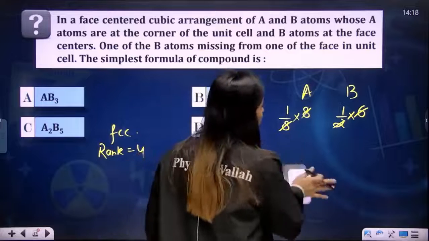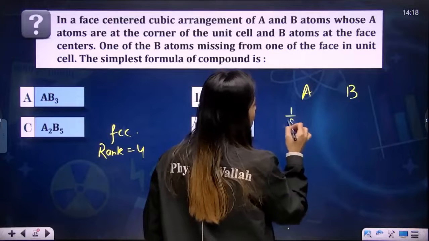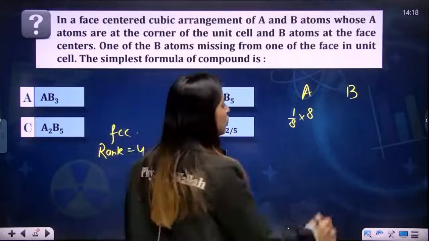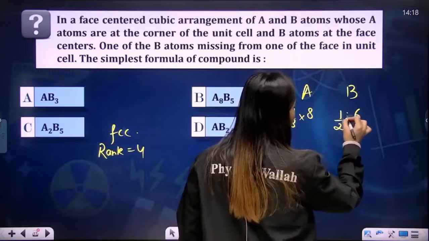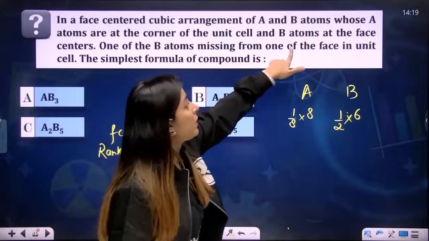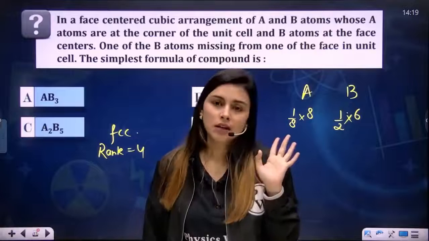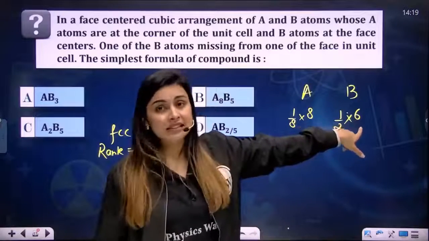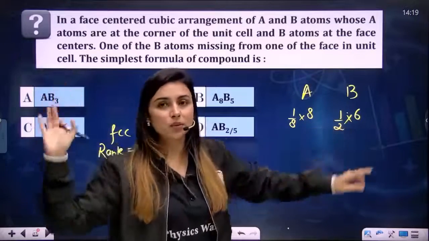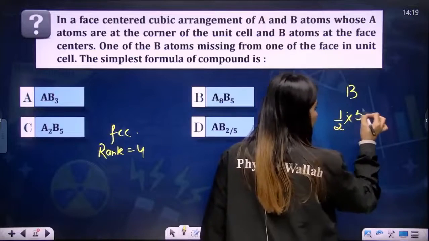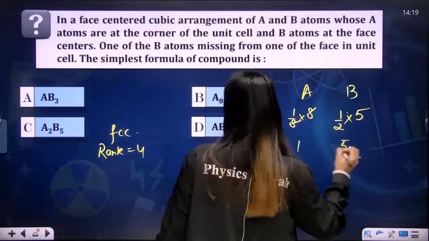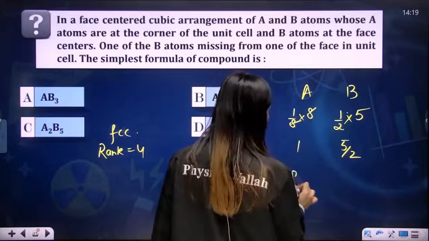See, my dear students, it says that initially you had 8 atoms on the corners. The contribution was 1/8. Okay, and you had 6 faces and the contribution is 1/2. But what actually happened is that one of the B atoms was missing from any one of the faces. Only one of the face atoms was missing. So there were not 6 atoms present on 6 faces. Only 5 atoms were present and one atom from one face was missing. So here not 6, 5 will come. Right? Yes. So this would give me 1 and this would give me 5/2. So the formula would be AB 5/2.